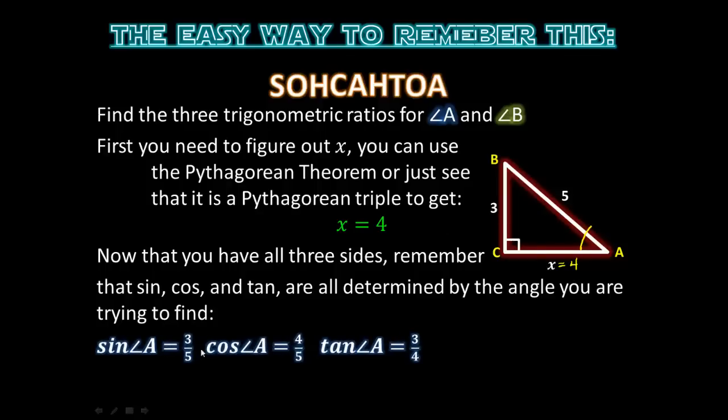So we could write that as such. Sine of angle A equals 3 over 5. Cosine of angle A equals 4 over 5. And the tangent of angle A equals 3 over 4.